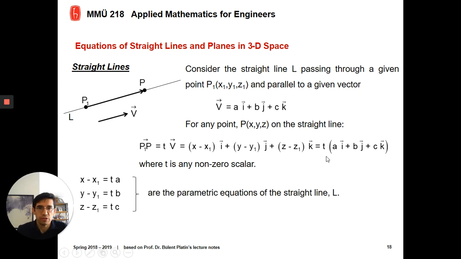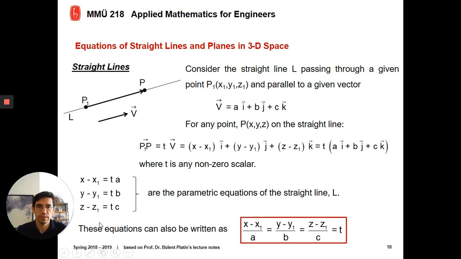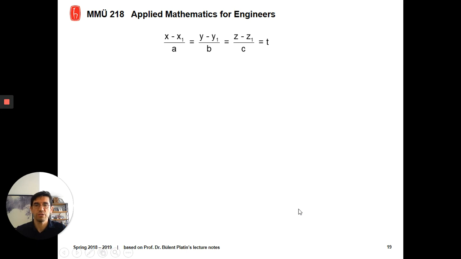If I rearrange the terms piecewise, so x minus x1 is equal to ta, y minus y1 is tb, and so on. So these are the parametric equations of a straight line. That's how we name it. And if I equate those terms, the t parameter is common in all of them. So if I leave that alone, I will get the closed form of our equations.